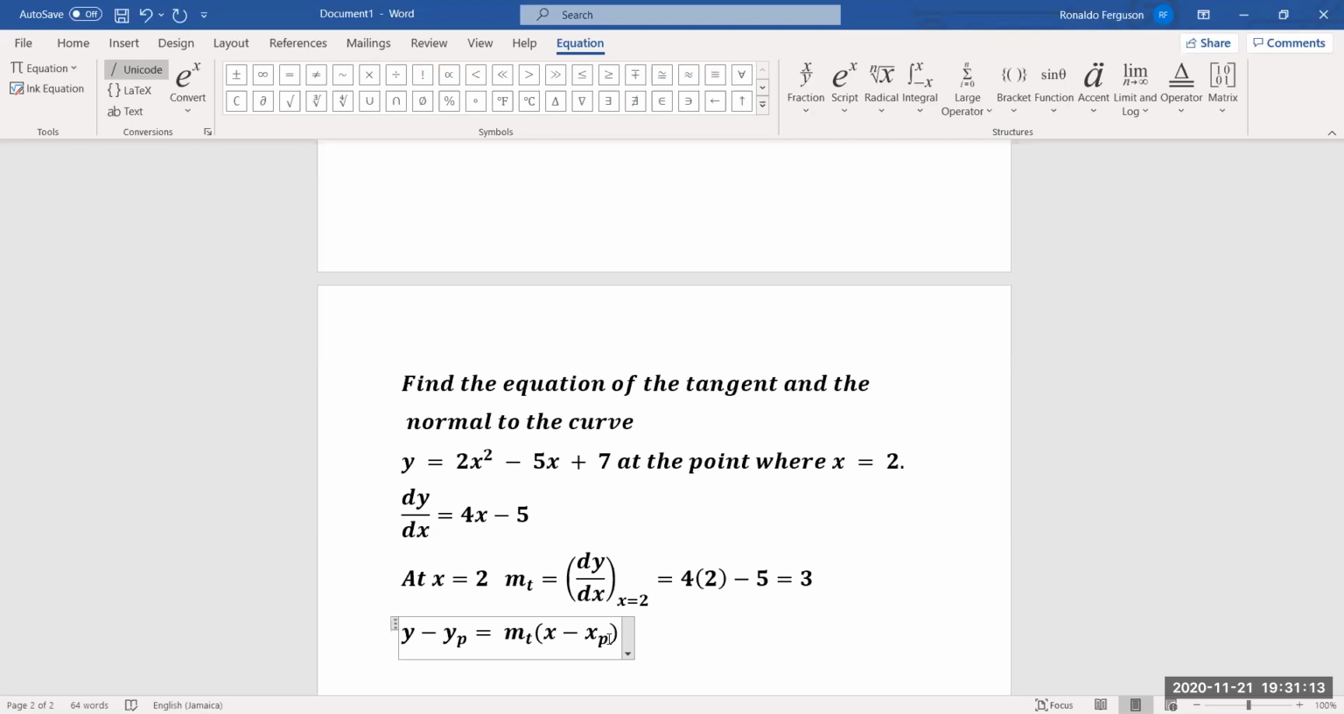Would y be 4x minus 5? Go again. Could y be 4x minus 5? Y would be 4x minus 5.